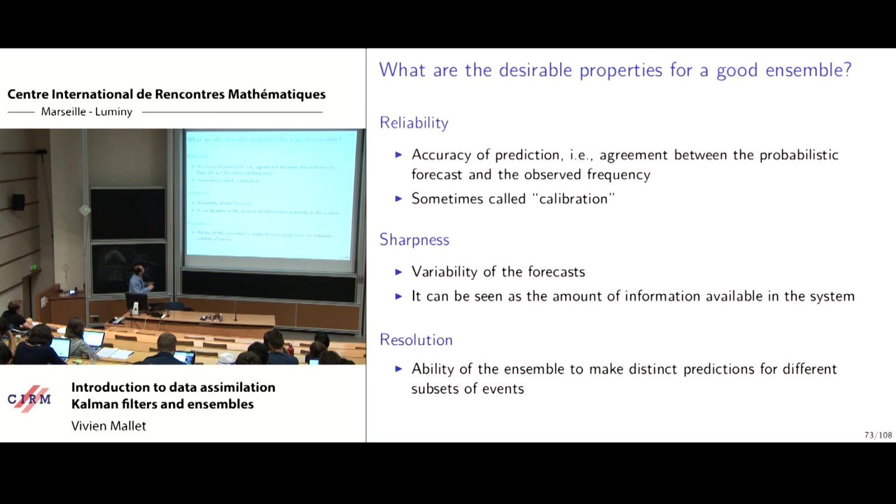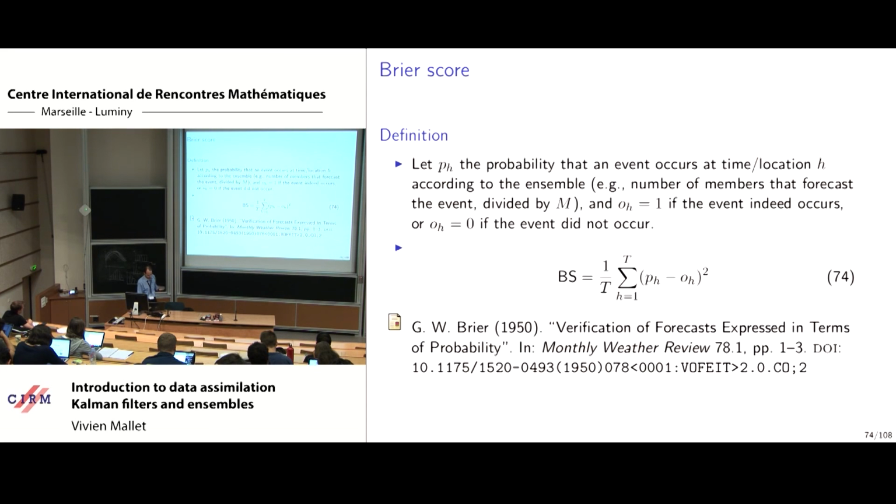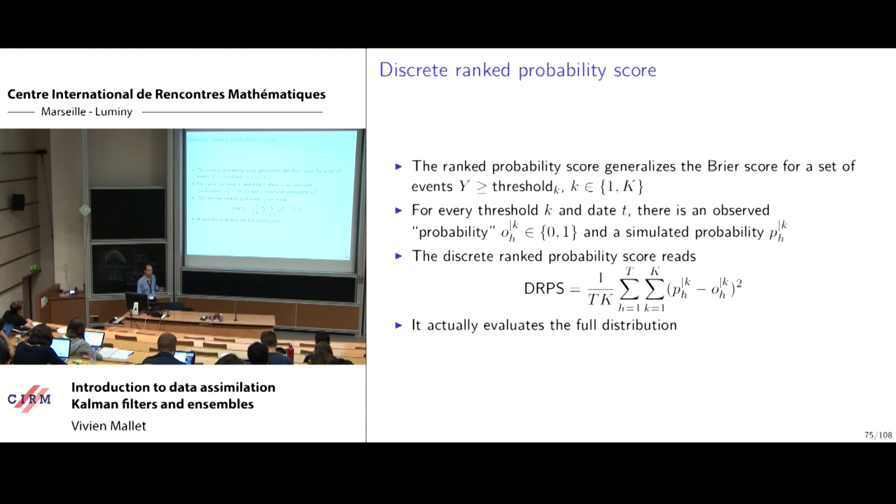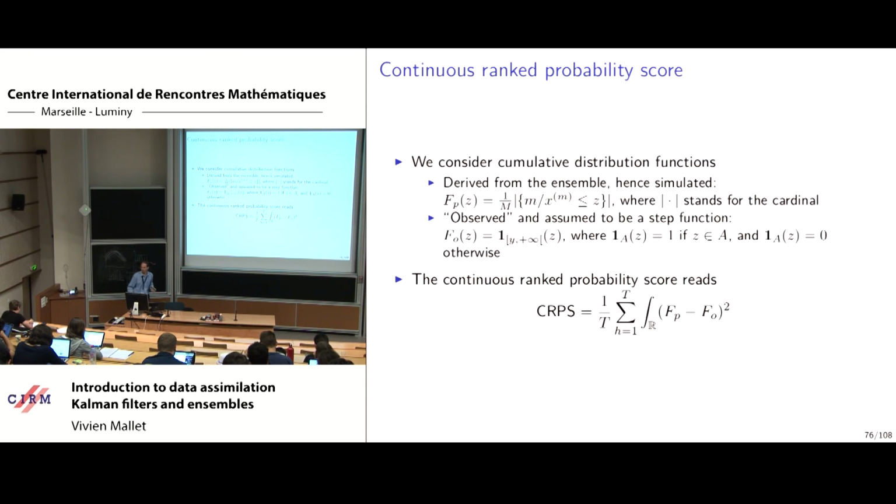There are other properties like reliability. That's more for probabilistic forecast. And then we move into probabilistic forecasting: sharpness, resolution. I'm not going to go into it, but have a look at this if you want to evaluate an ensemble. Here you have all the links. One that is especially interesting is this CRPS, which is a score.